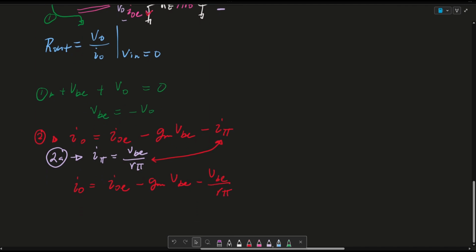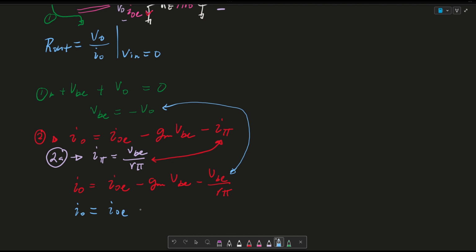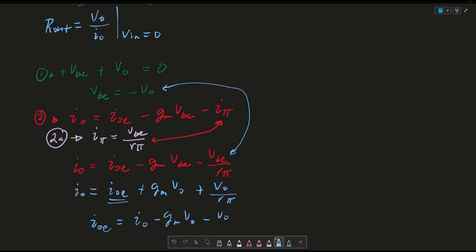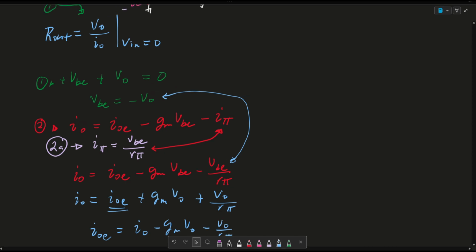So then let's go ahead and plug in VO for VBE from this equation. So then we get IO is equal to IOE plus gm VO plus VO over R pi. And we can go ahead and solve for IOE. So IOE is equal to IO minus gm VO minus VO over R pi.